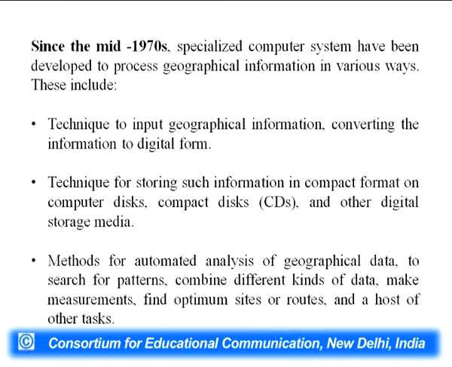Since the mid 1970s, specialized computer systems have been developed to process geographical information in various ways. These include techniques to input geographical information, converting the information to digital form, techniques for sorting and storing such information in compact format on computer disks, compact disks and other digital storage media, methods for automated analysis of geographical data to search for patterns, combine different kinds of data, make measurements, find optimum sites or routes, and a host of other tasks.